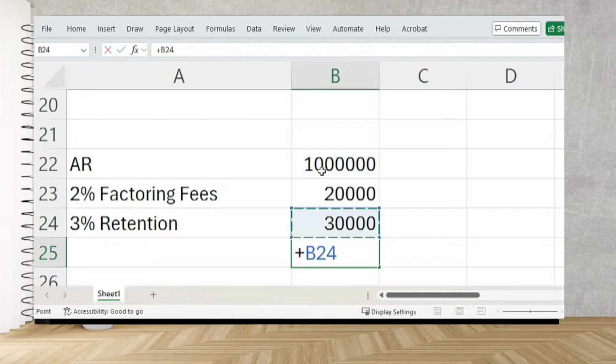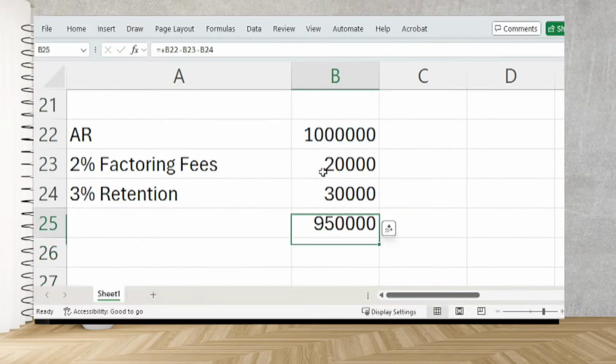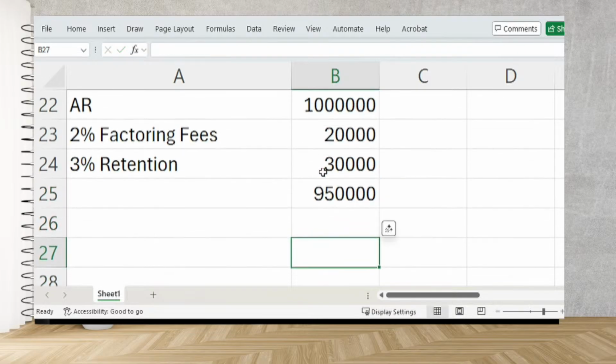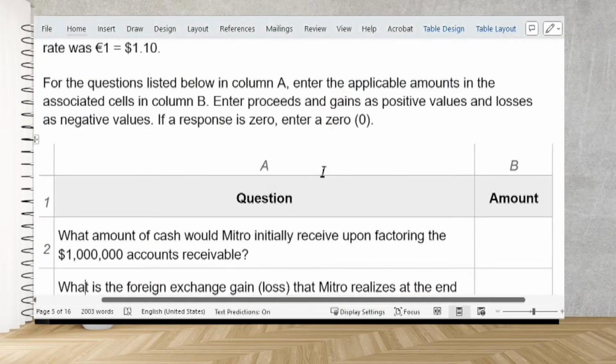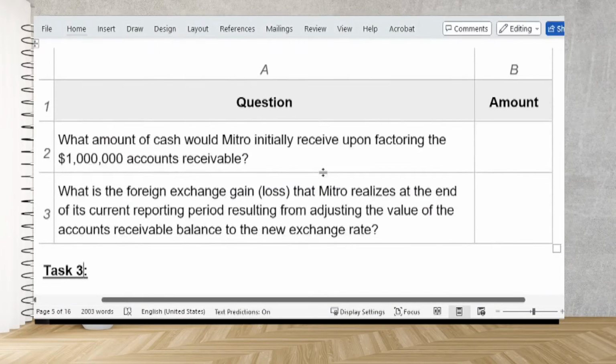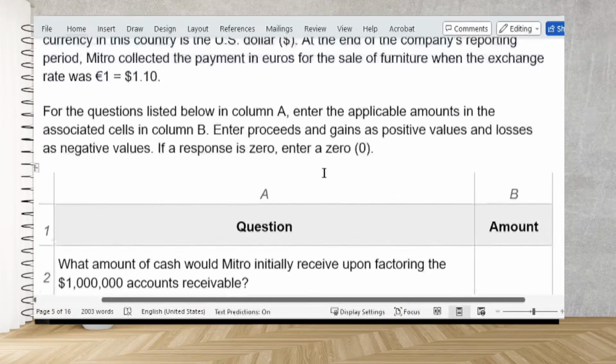Okay, so what is net? So 950,000 is the amount receivable. Okay, so not a much complicated question. Then what is the foreign exchange gain or loss that Mitro realizes at the end of its current reporting period, resulting from adjusting the value of the account receivable balances, I mean the restatement we need to do.